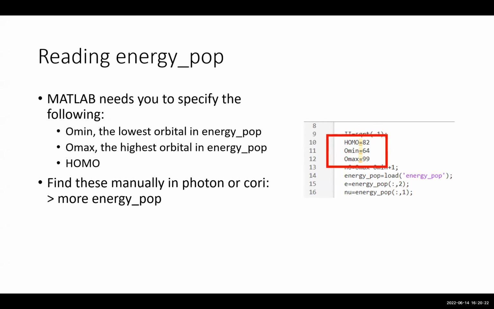So Omin is going to be your minimum orbital. Omax is going to be your highest orbital, and then your HOMO is going to be your HOMO, of course. And you can manually find these just with the energy file for your photon. Just read the lowest number and the highest number, and then the HOMO. You should be able to find that.